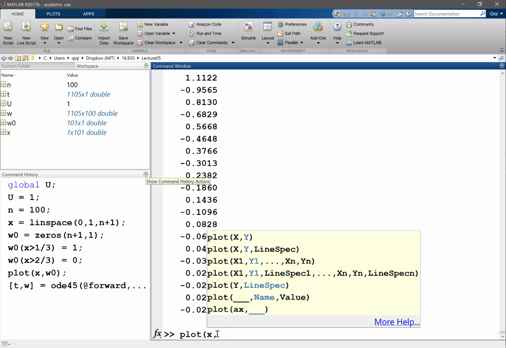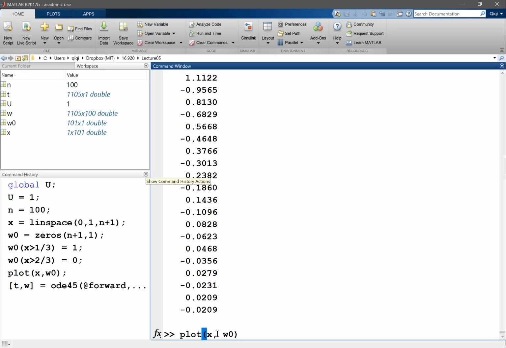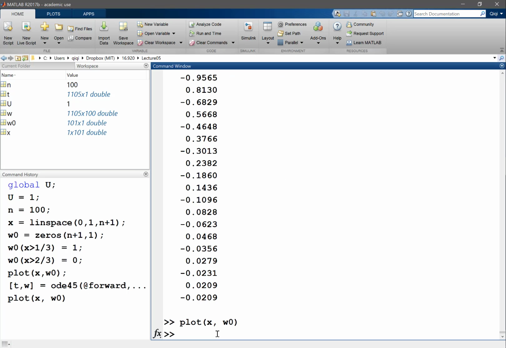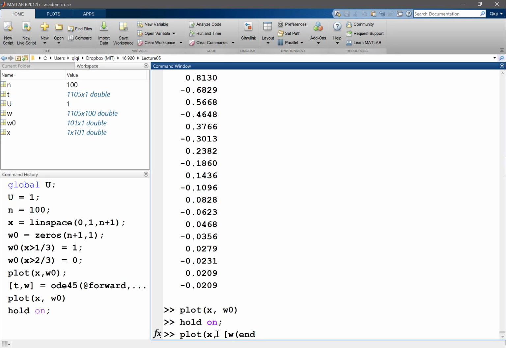Before we plot the final solution, let's plot the initial condition first. Okay, which is this, and let's hold on and plot what the final solution is like. So the final solution is W at the last time step, all the spatial points. Now that's 1 by 100, so it's a row vector. So W of end, 1, right? Let's plot it in red.